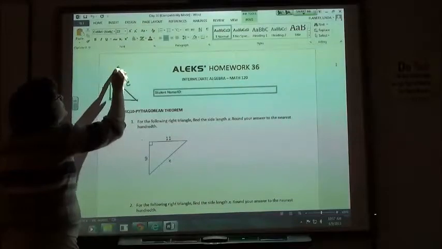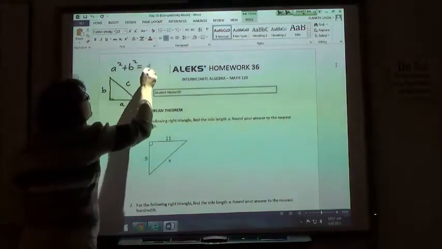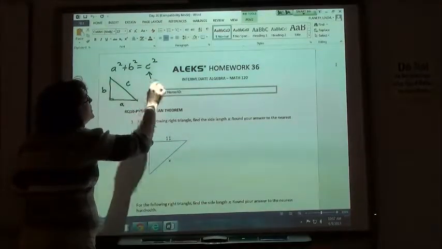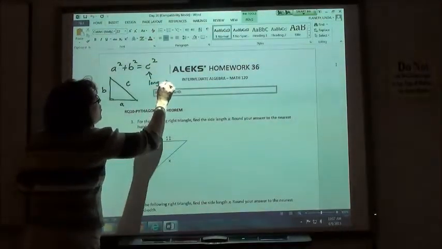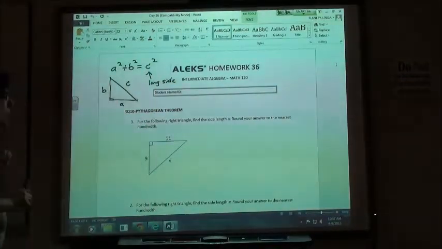So the formula looks like this. A squared plus B squared equals C squared. Keeping in mind that that is the hypotenuse. The hypotenuse is the long side. The longest side is always opposite my right angle.